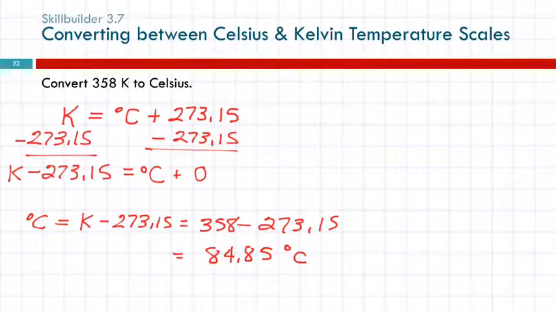Now, what about significant figures? The operation here is subtracting. So we're looking at decimal places, right? Not sig figs. How many decimal places does 358 have? 0. None. How many does 273.15 have? 2. So the fewest number of decimal places is no decimal places. So that means that we should round this to the nearest 1. And we're looking at this one to decide whether we round up or down. And so we're going to say that is 85 degrees Celsius.